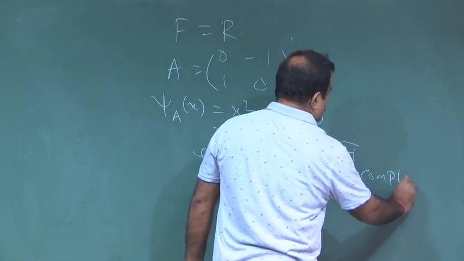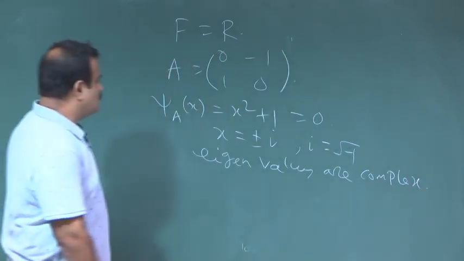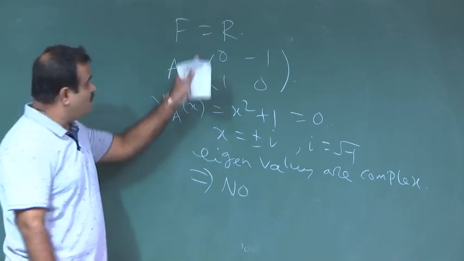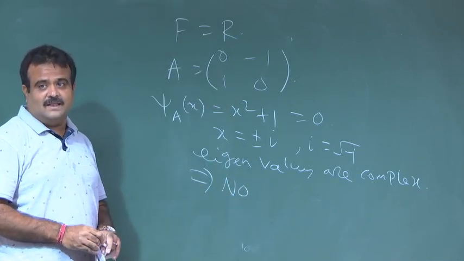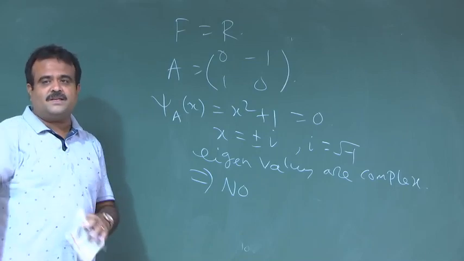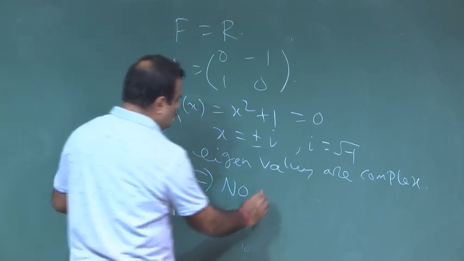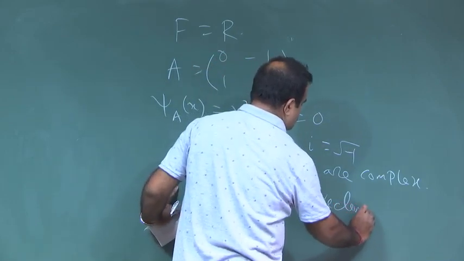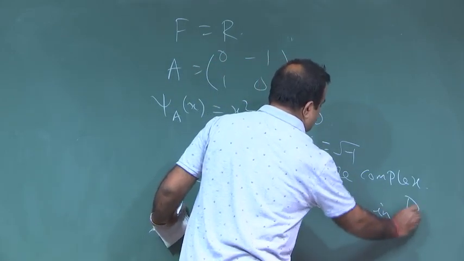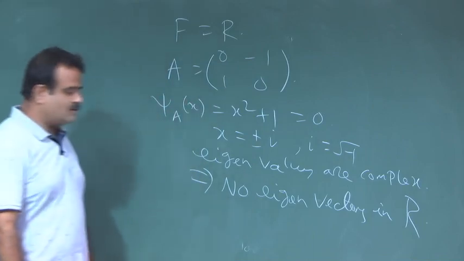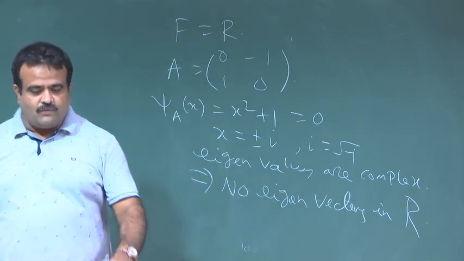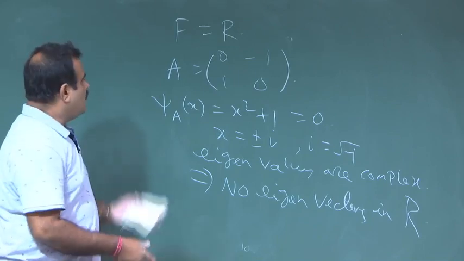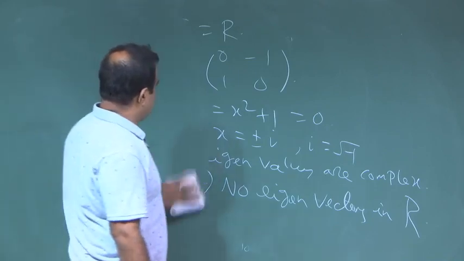So that implies there is no eigenvector in the real field, because our underlying field is real. But if we allow the complex field, then we can find the eigenvectors corresponding to these eigenvalues. So, no eigenvectors exist in the real field in that case.